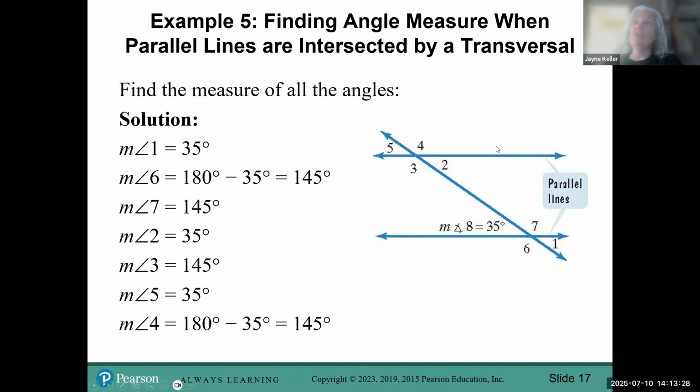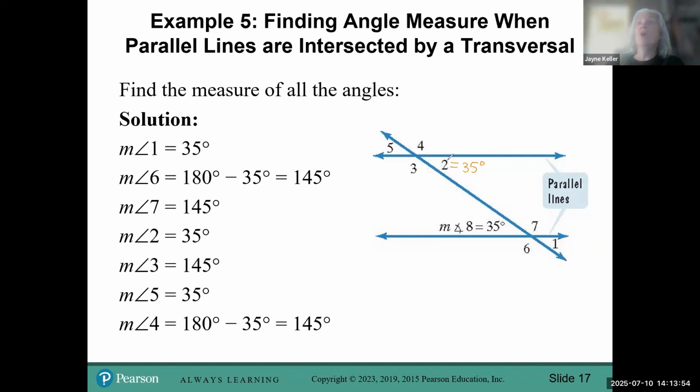And so they'll tell you that you've got parallel lines and they'll give you one of the angles. So if I know that this angle 8 is 35, what other angles do I know must be 35? Is it 2 or 4? Yes, 2. Okay.